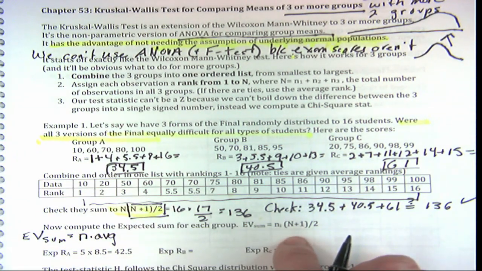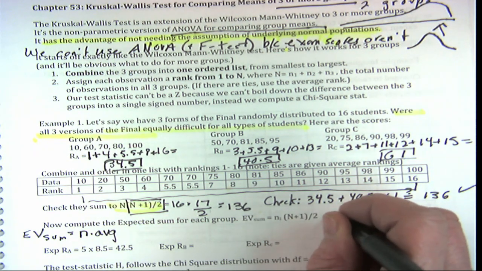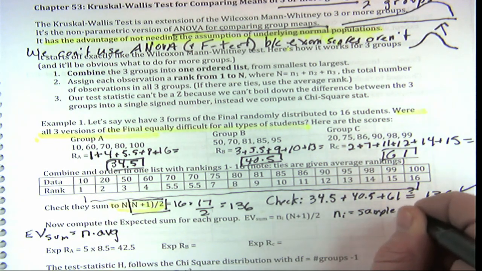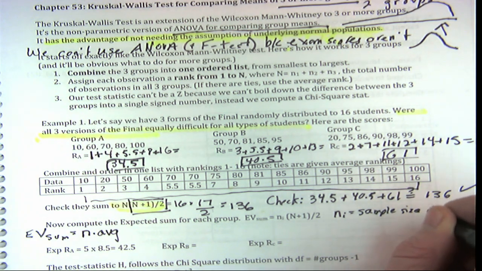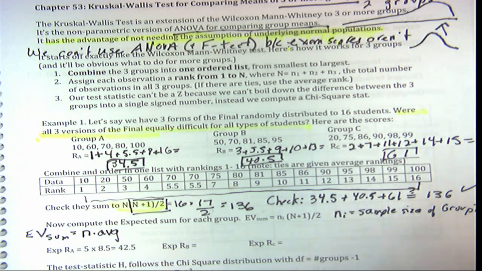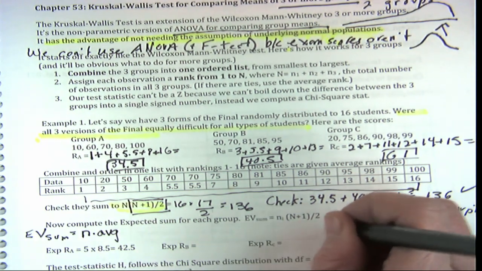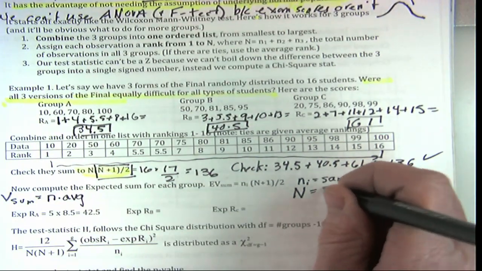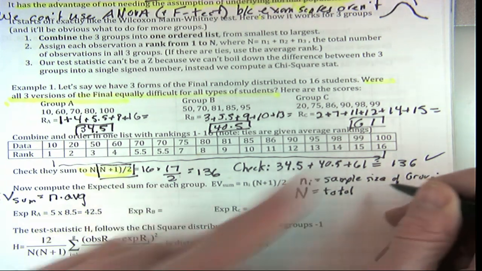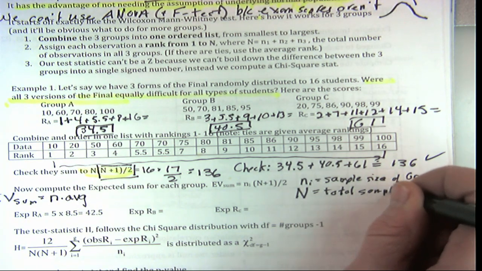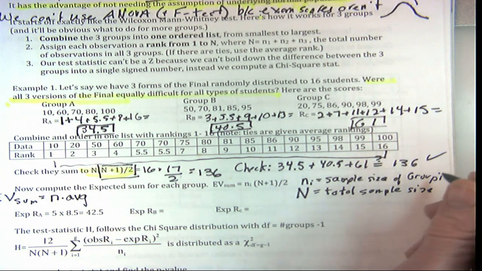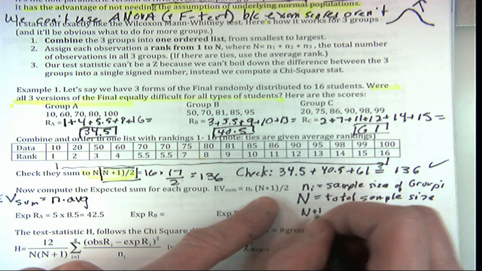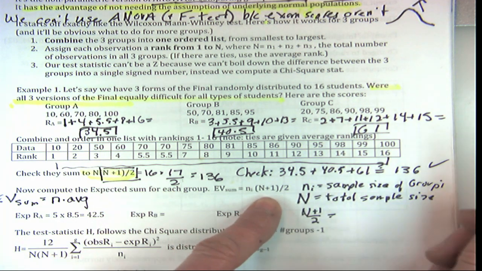So let me just make sure you understand this. This n sub i, this little n, is the sample size for each group. Okay? And this big N is the total sample size. That's the total sample size. So in this case, that's 16. All right? And then what's this N plus 1 over 2? Do you see what that is?